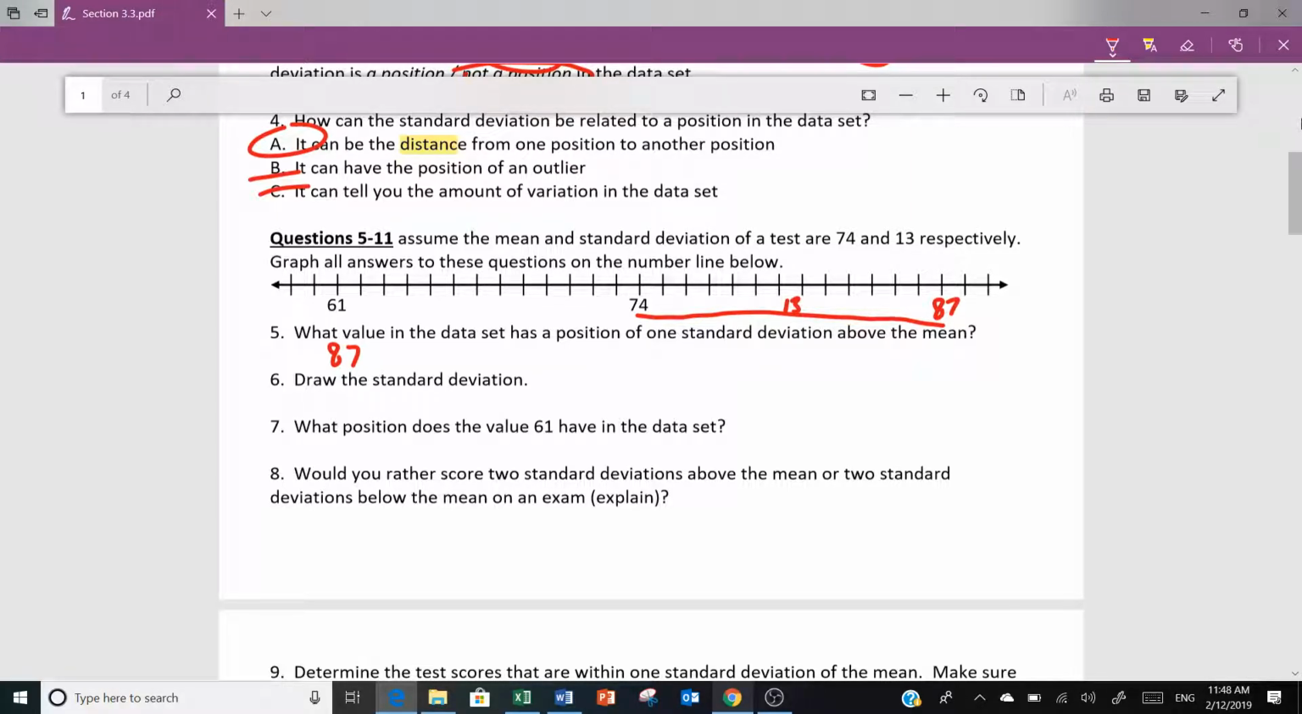Okay, what about the position of 61? And again, we're using standard deviations here to describe position. So how can we describe the value 61? Okay, groups of 2. Very good. One standard deviation below.